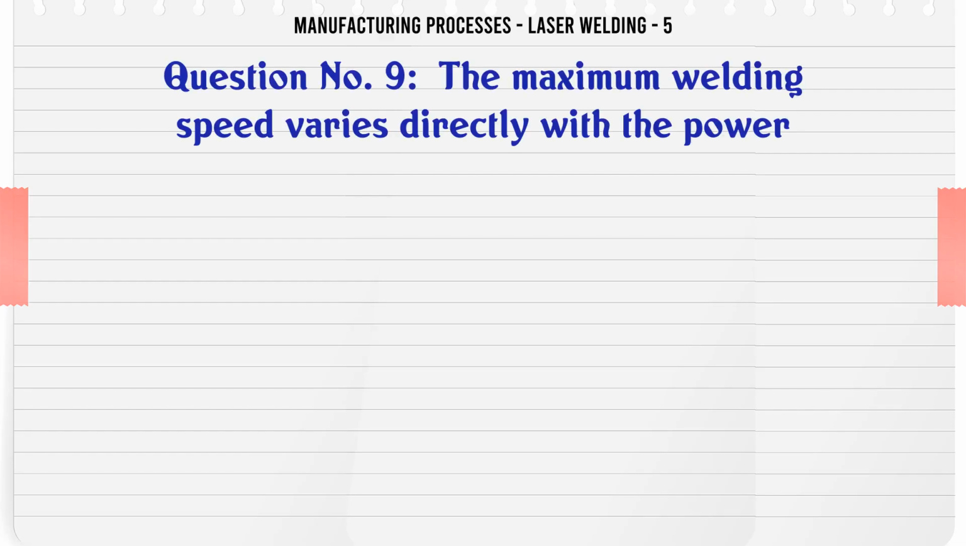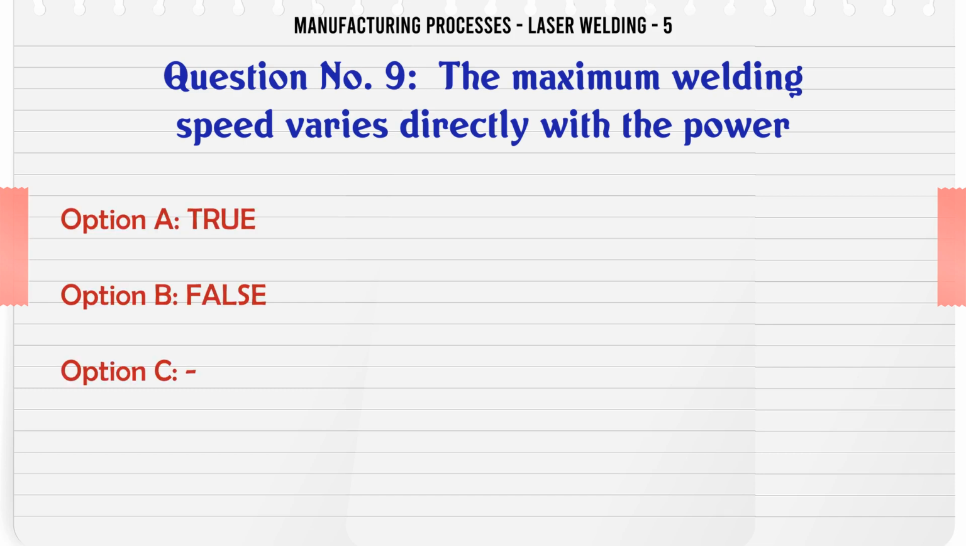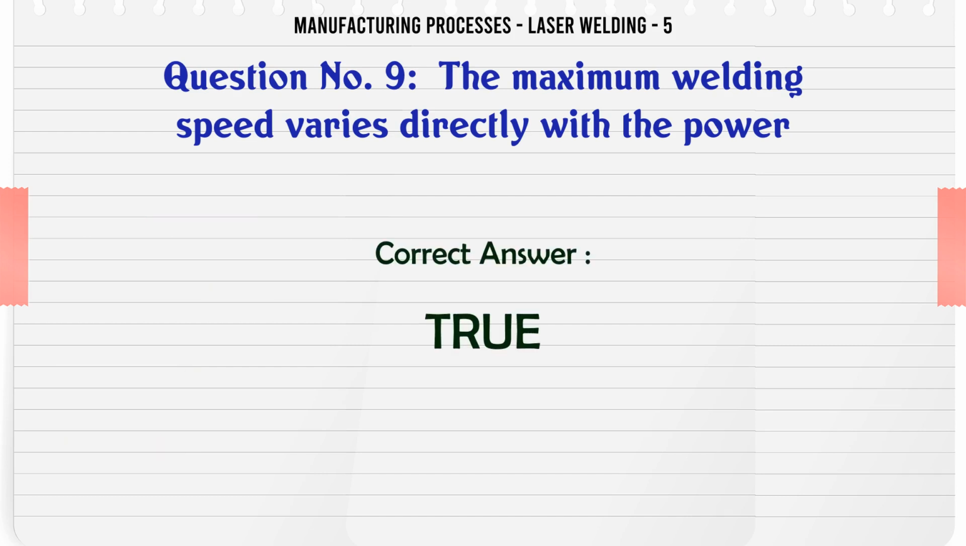The maximum welding speed varies directly with the power. A. True. B. False. The correct answer is true.